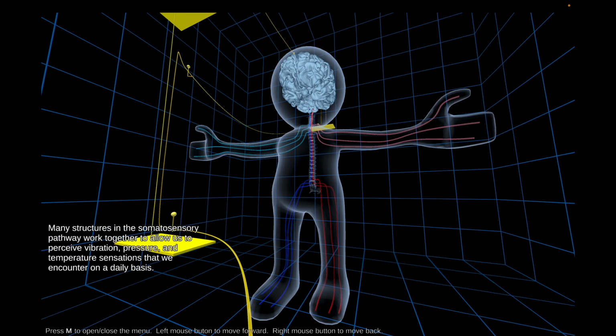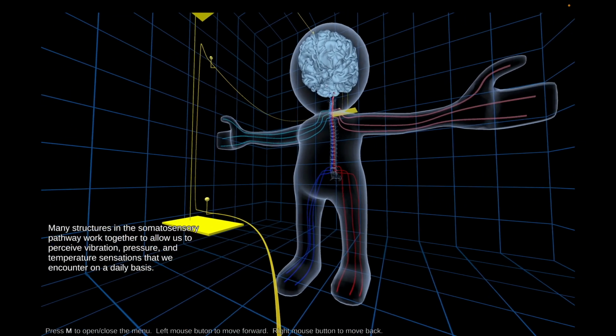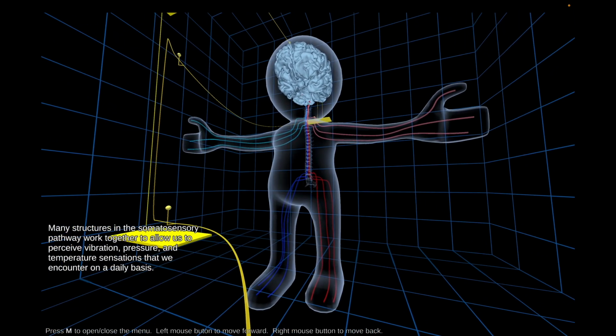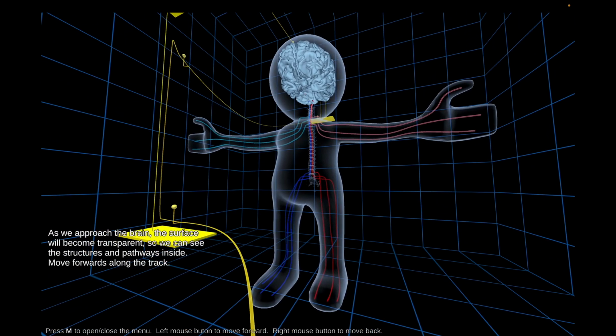Many structures in the somatosensory pathway work together to allow us to perceive vibration, pressure, and temperature sensations that we encounter on a daily basis. As we approach the brain, the surface will become transparent so we can see the structures and pathways inside. Move forwards along the track.